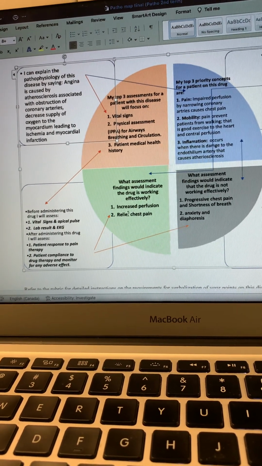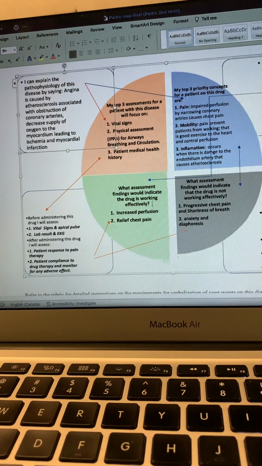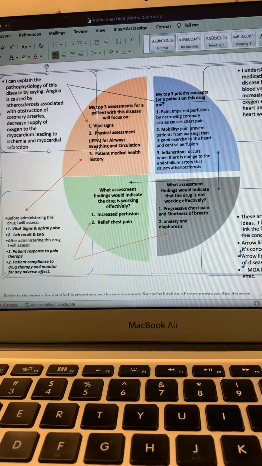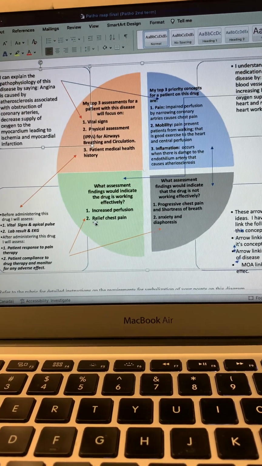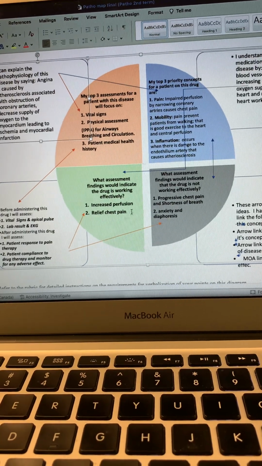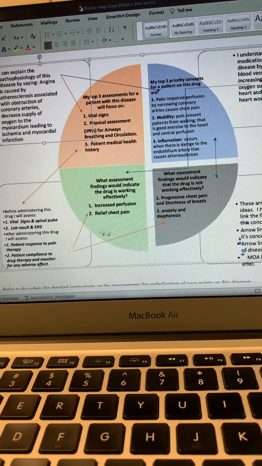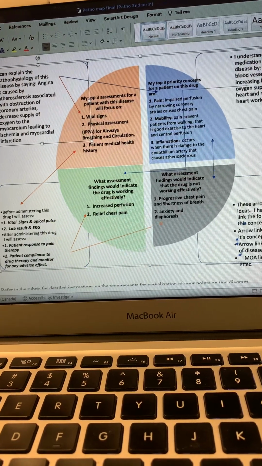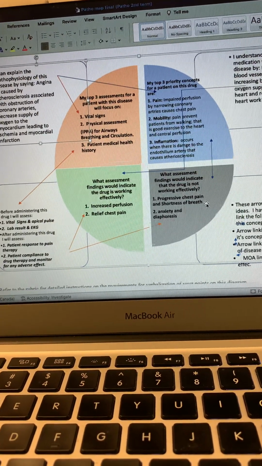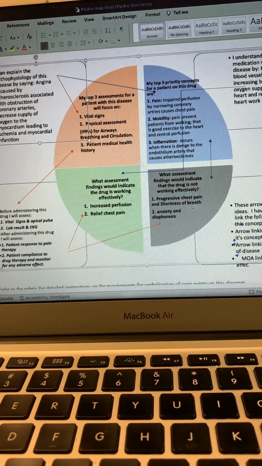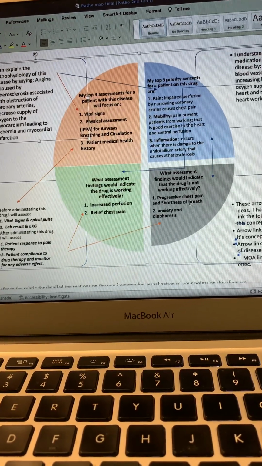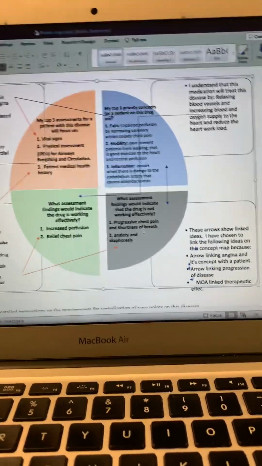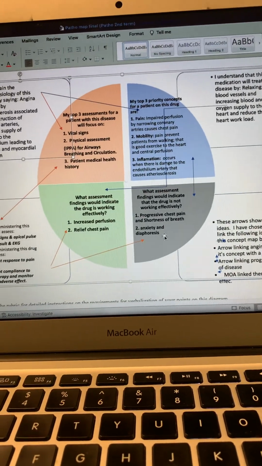If the medication is working, then there will be an increase in perfusion. In the green house at the bottom here, there will be an increase in perfusion, then the pain will be relieved. There will be relief of chest pain. If it's not working, then at the bottom right, in the gray house, there will be progression in chest pain, and there will be shortness of breath, anxiety, and diaphoresis.